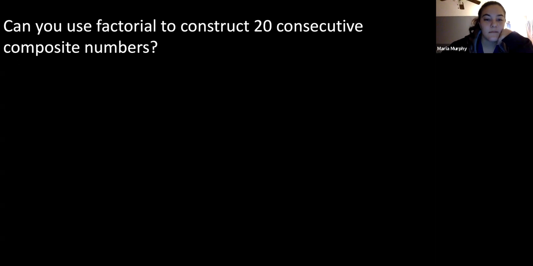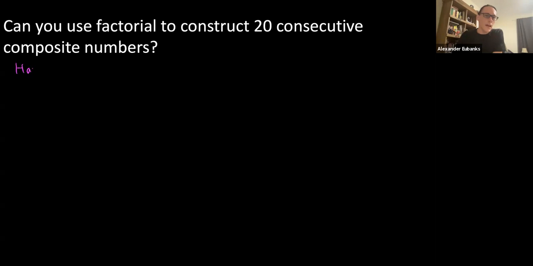So just have a look at this. Notice if we do, say, 5 factorial and then 5 factorial plus 1. This is just as an example. I'm not going for 20 consecutive composites, that's way too big. But let's take a look at what's happening when I do this.